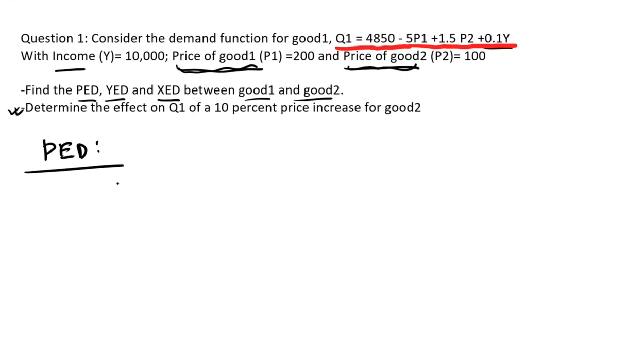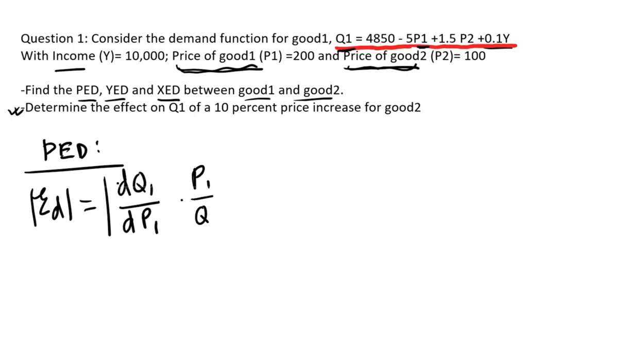Again, I'm sure you remember the formula of price elasticity of demand. This is del Q1. Here we have Q1 instead of Q, that's why I have written Q1. And I need to find the price elasticity of demand. So I need to consider the same goods price, which is P1 times P1 by Q1. P1 is given. I need to find the value of Q1.